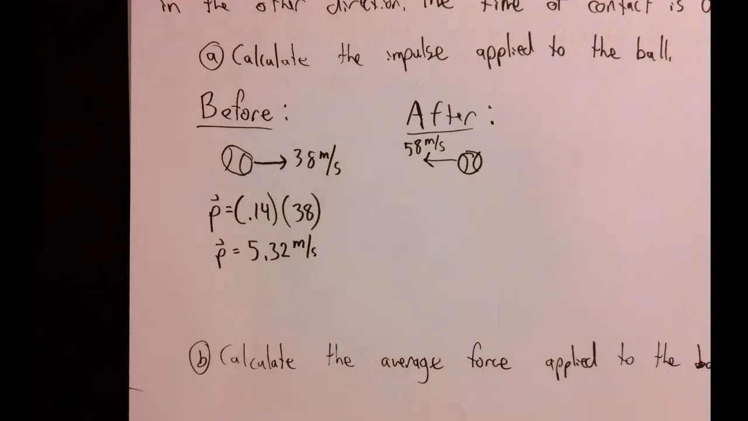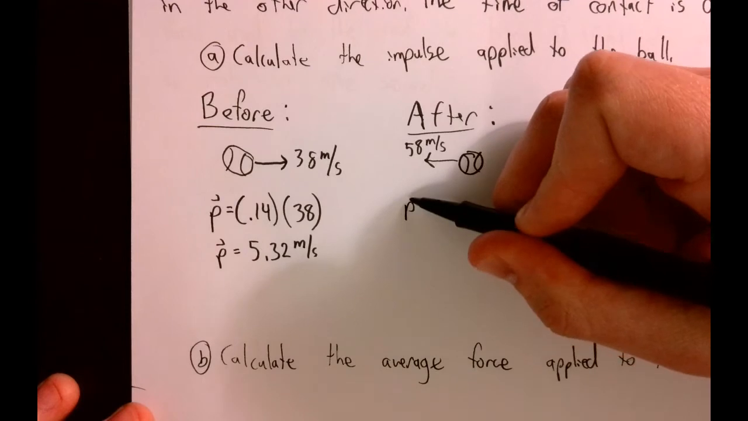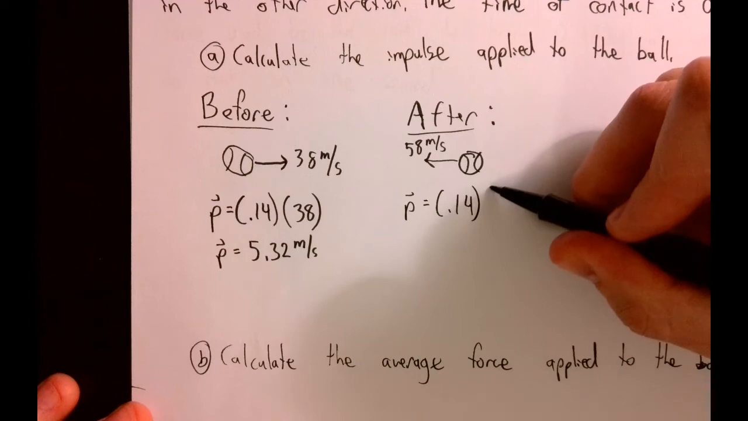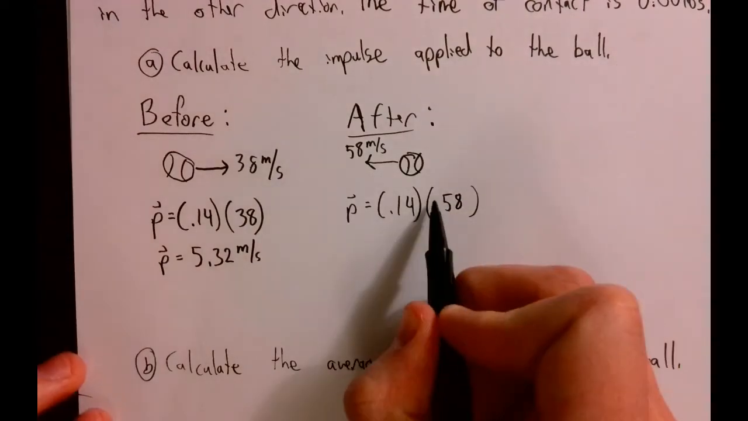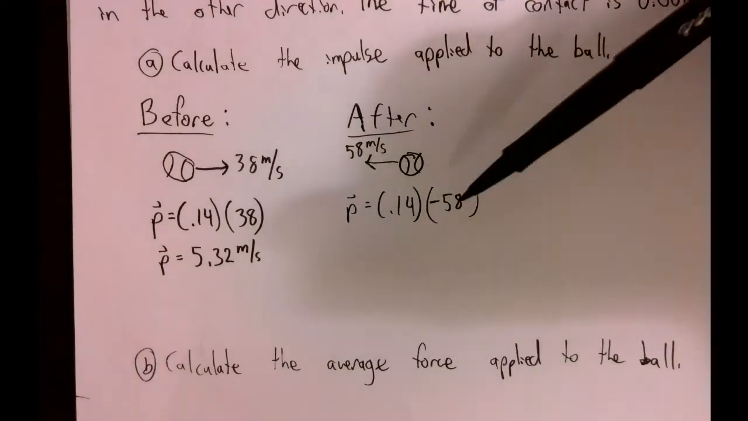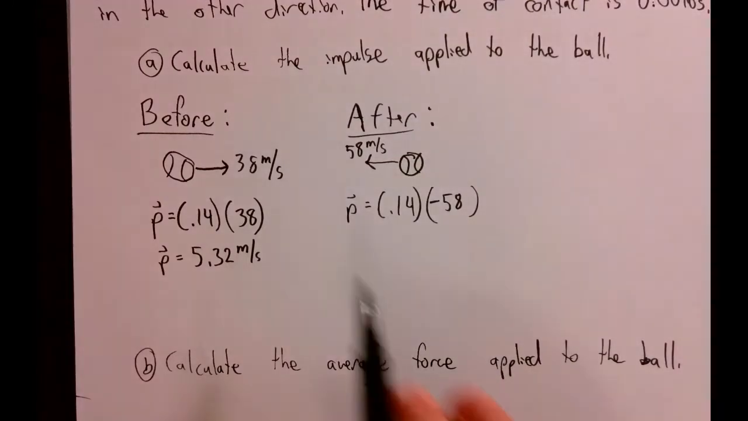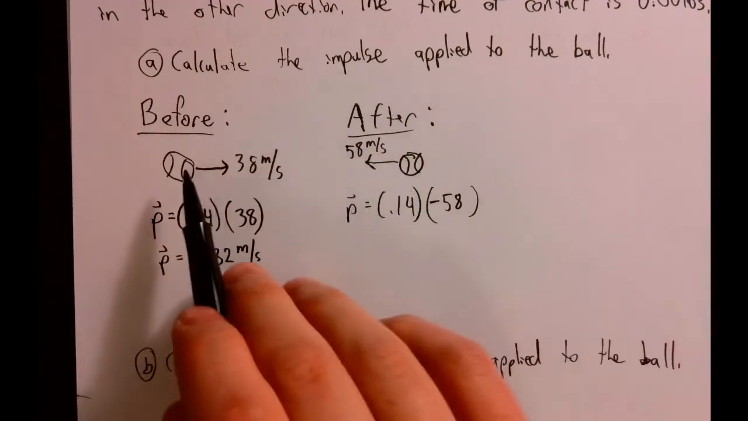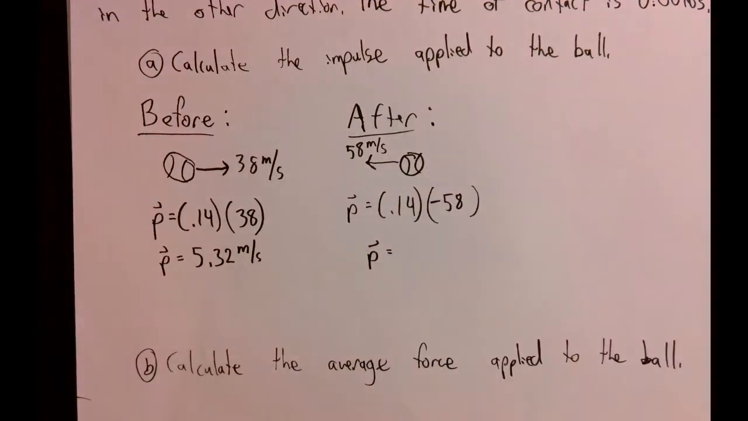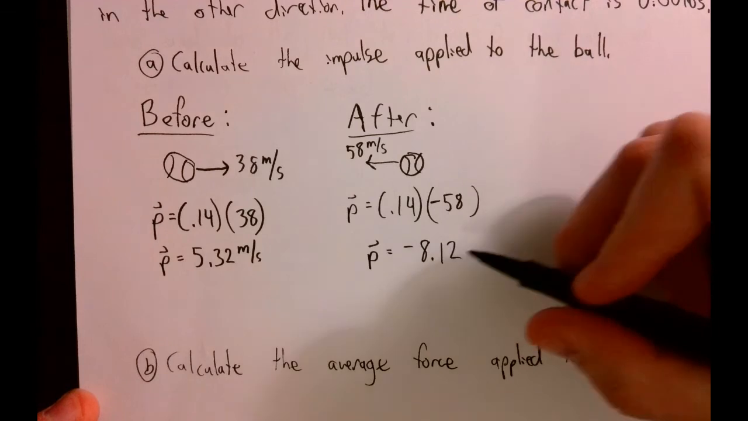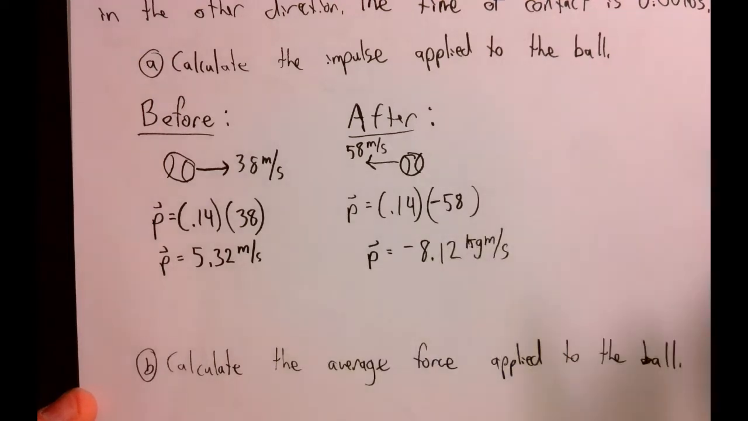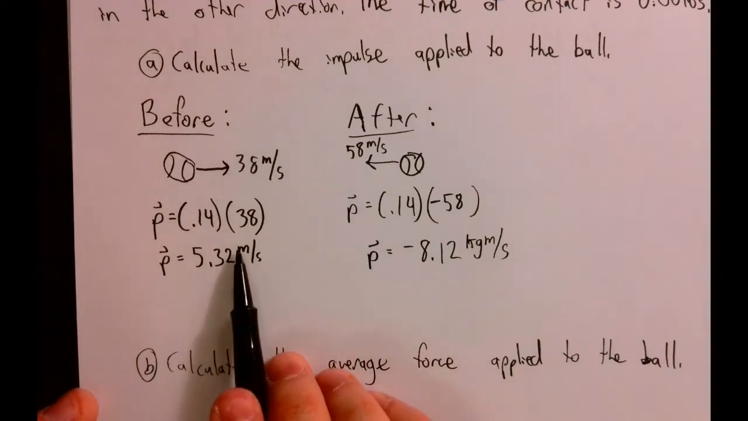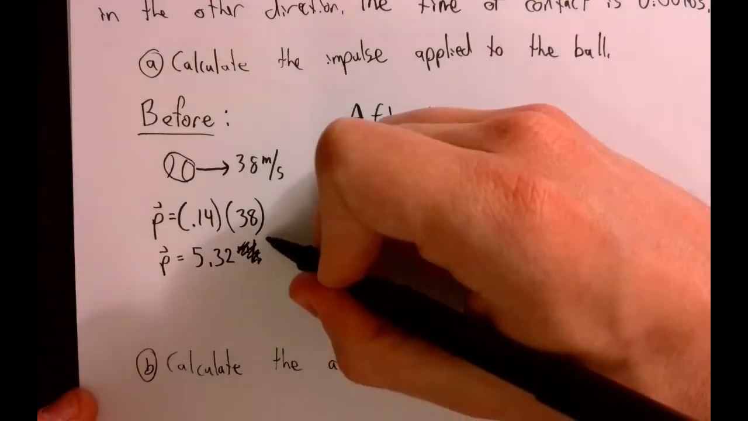Afterwards, we have a different momentum, but we've got to be very careful with this one. It's going to be 0.14, and 58 is not our velocity. Our velocity is negative 58. Momentum is a vector, so we need to put in a negative sign if something's pointing the other way. Since these are opposite directions, one of them has to be negative. I went with after. I said that it's going right and then it's going left. So 0.14 times negative 58 will be negative 8.12, and our units are kilogram meters per second. I made a mistake over here. This is actually the wrong unit for momentum. It is kilogram meters per second.